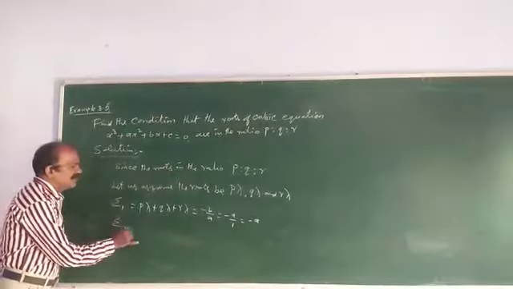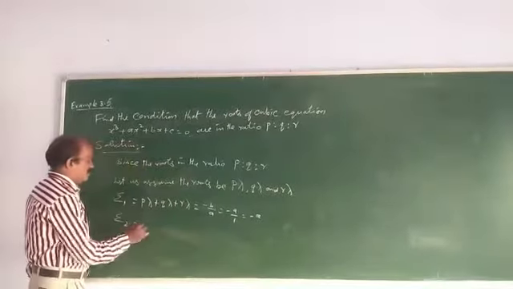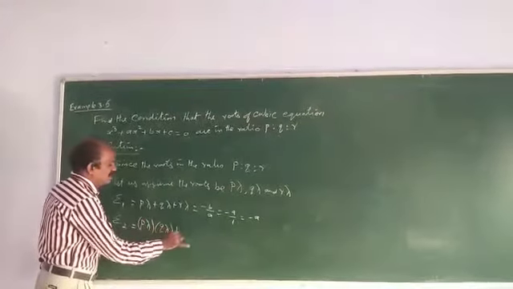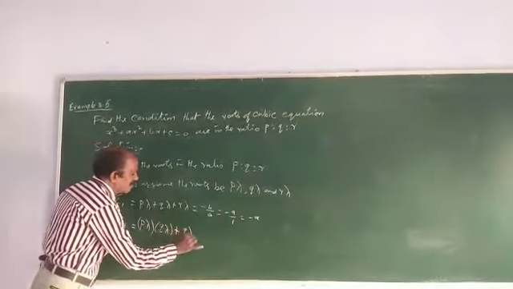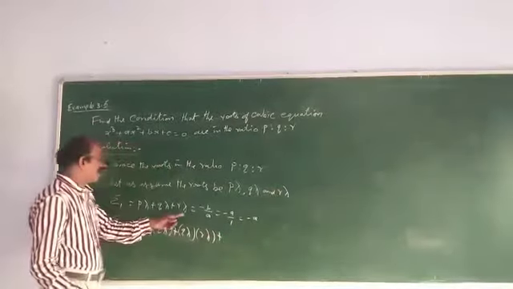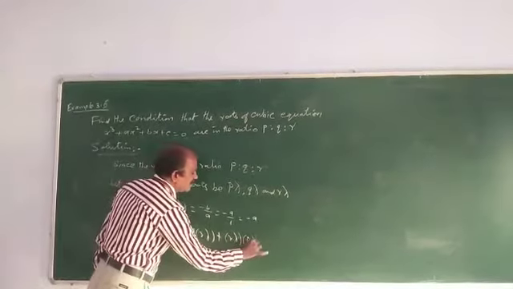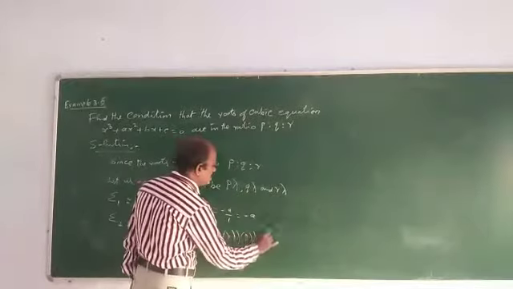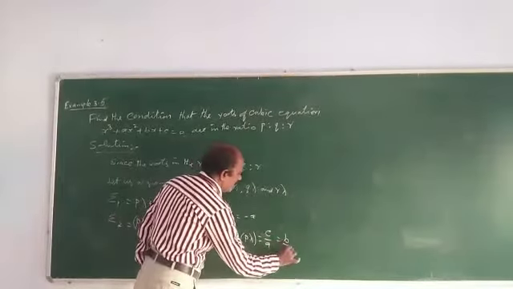Sigma 2, the sum of the products of roots taken two at a time: p lambda into q lambda plus q lambda into r lambda plus r lambda into p lambda equal to, by the formula, c by a. What is the value of c here? b by 1, that is b.